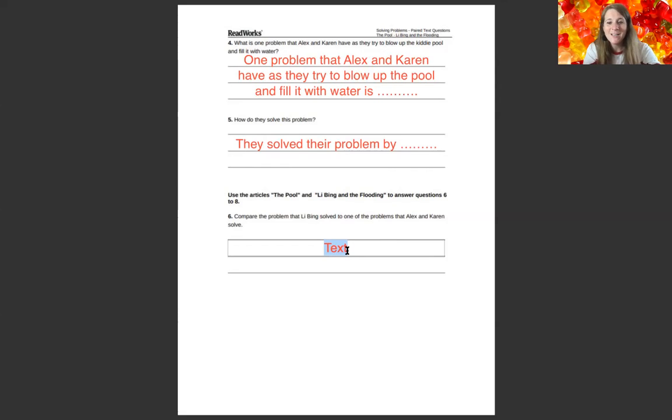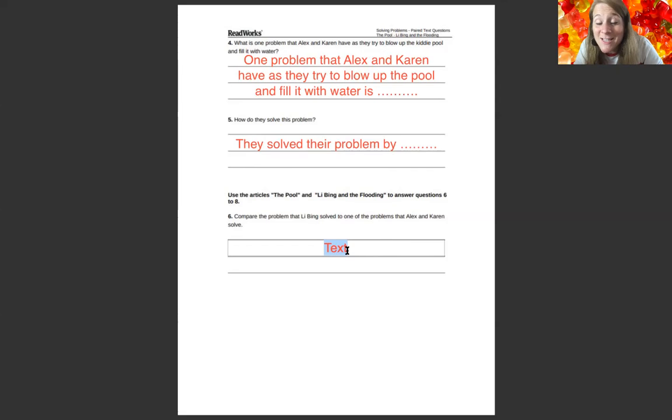Okay, so what we can do is we can say that Li Bing had to investigate the problem before he could solve it. And Alex and Karen, guess what? When there was a hole, they knew there was a hole, just like Li Bing knew that there was flooding. But what did they have to do to figure out where the hole was?